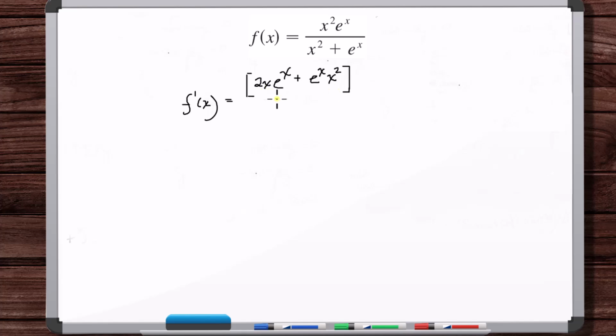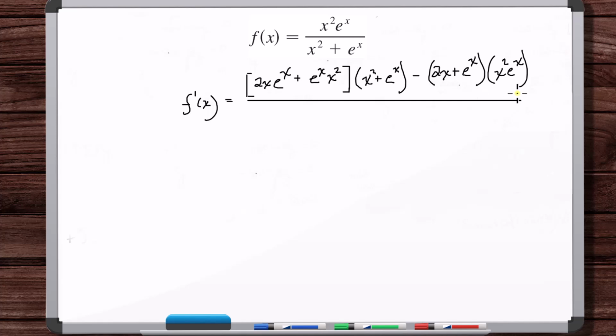Now we come back to the quotient rule. That's the derivative of the top times the bottom minus the derivative of the bottom, 2 to the x plus e to the x times the top, all over the bottom squared. Okay?